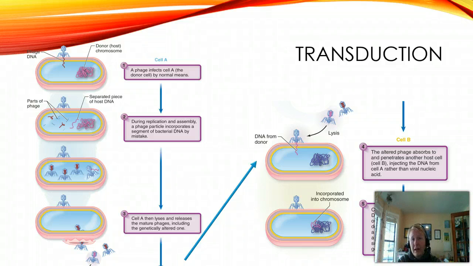So let's review these again. Conjugation, they touch, they share a plasmid across a pilus or a channel. Then we have transformation, where DNA fragments are taken up by the recipient cell. And then we have transduction, where information is passed via defective bacteriophages. So make sure you understand those three components. As I said, I'm not too worried if you know the nitty-gritty details about each of these, but I want you to know the overarching ideas associated with each of these and be able to tell them apart.